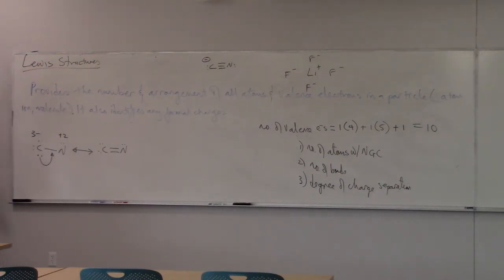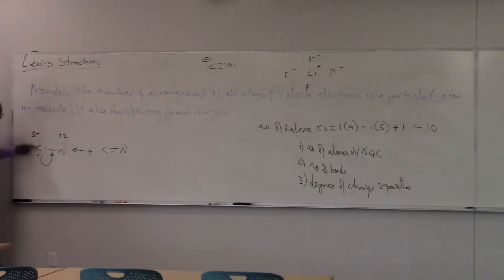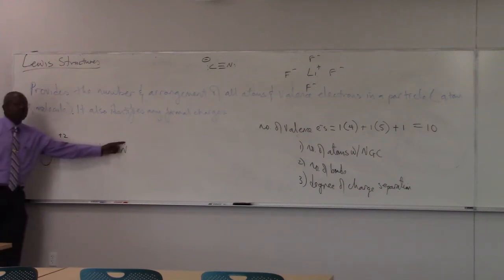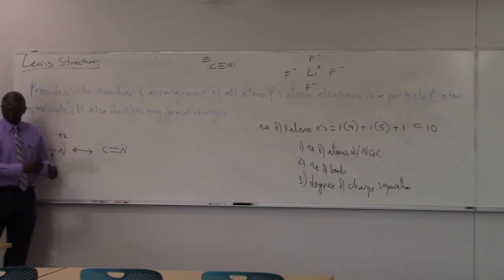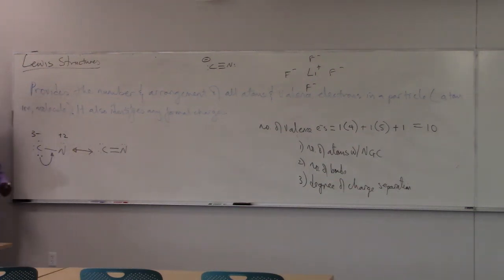What did I do? I took a lone pair of electrons and I made it a bond pair. I left the 2 lone pairs alone and I left that lone pair alone. All 10 electrons are still here. 2, 4, 6, 8, 10. What about my charges?